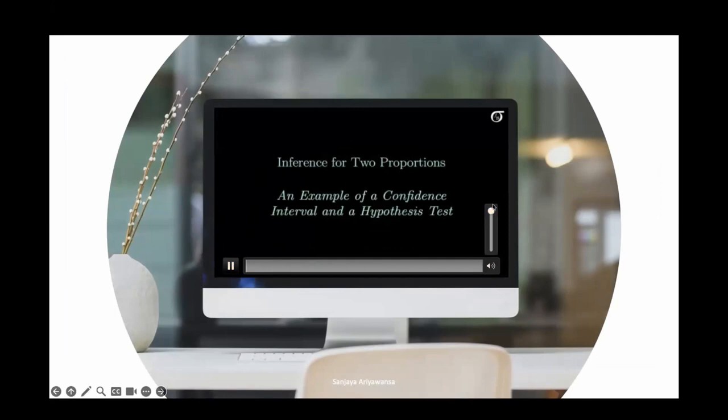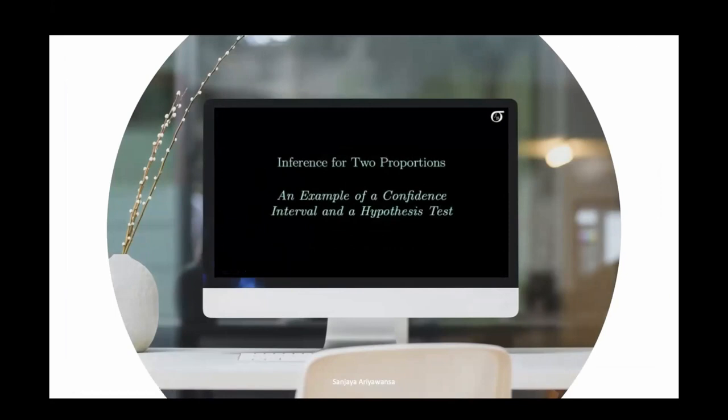Let's look at an example of a confidence interval and a hypothesis test for the difference in population proportions. We'll use Z procedures that are based on the large sample normal approximation.